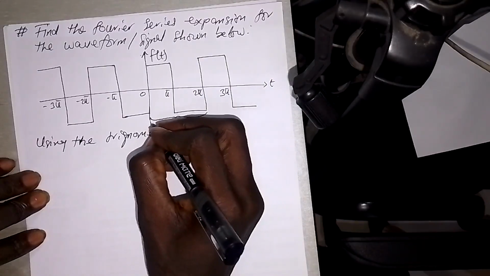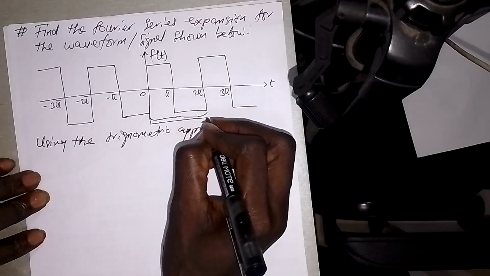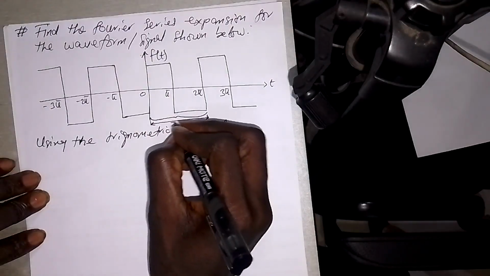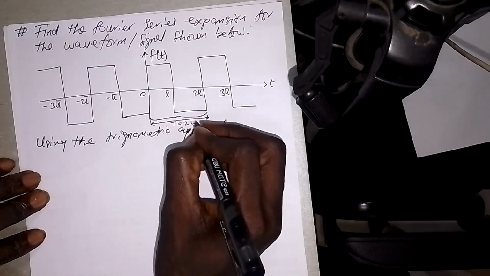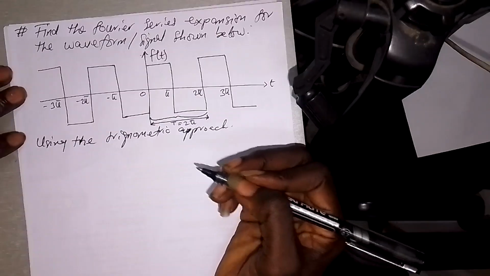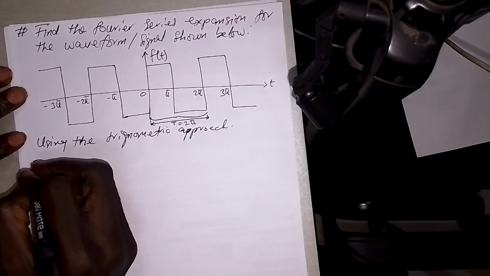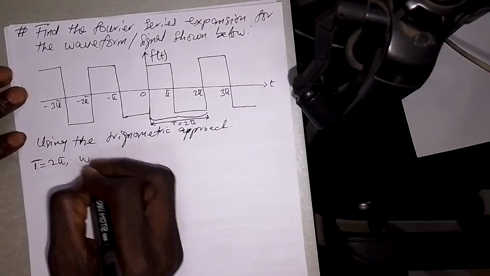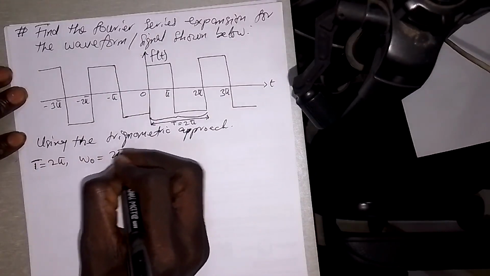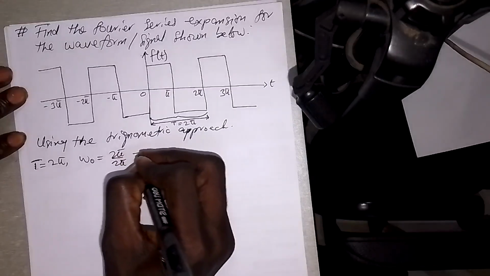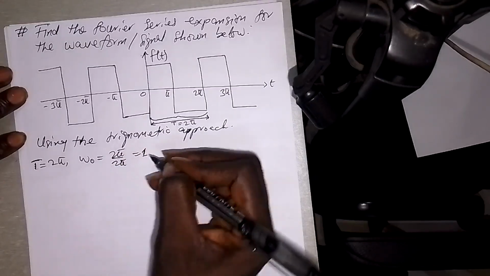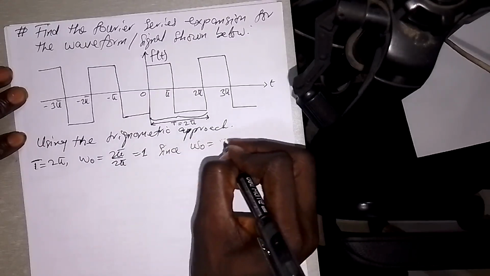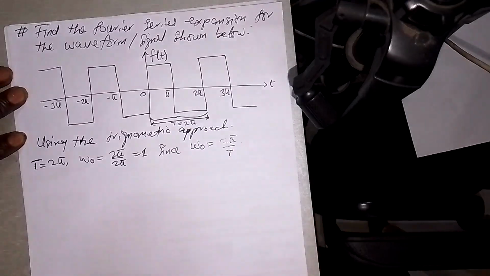Okay, so that is within here and here. So here T is equal to 2 pi. All right, so let me write here T is equal to 2 pi. Okay, and omega naught is equal to 2 pi on 2 pi, which is equal to 1, since omega naught is equal to 2 pi on T.